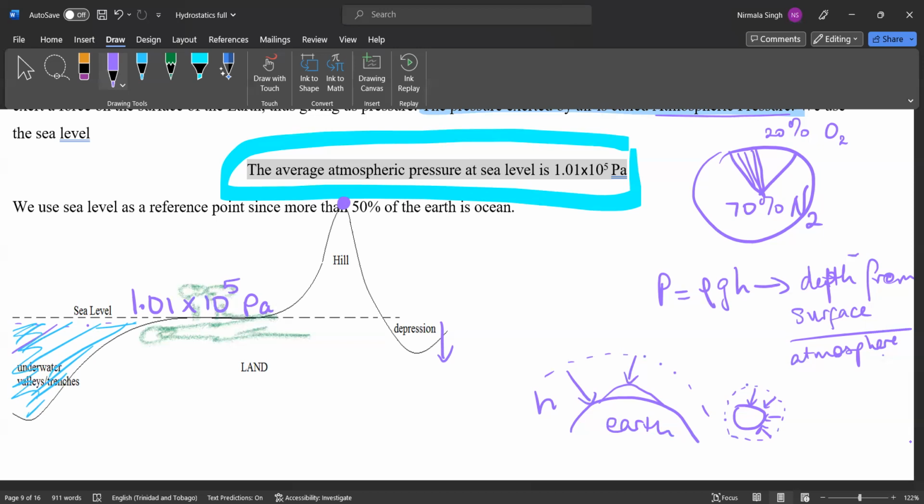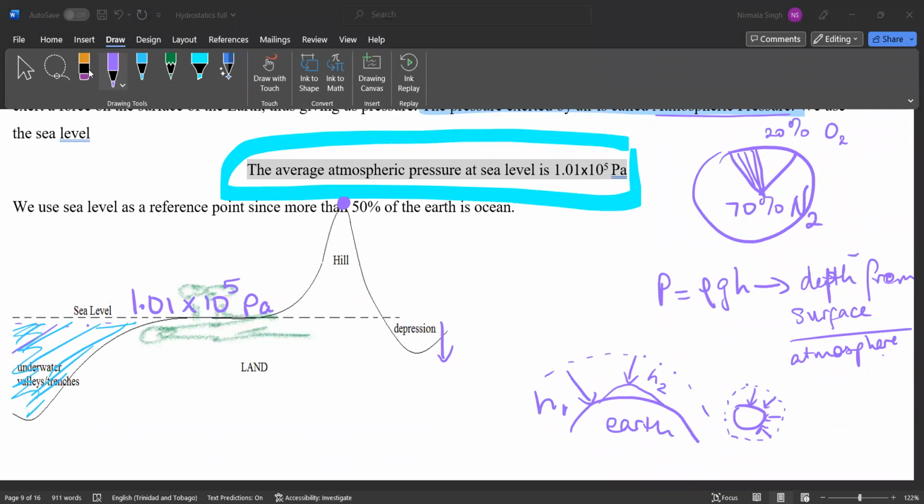Only 3 people? I've seen some correct answers and seen some equally wrong answers. I've seen some confused people. All right, confused people, let's think about this. Is atmospheric pressure at the top of a mountain more or less than 1.01 by 10 to the 5?